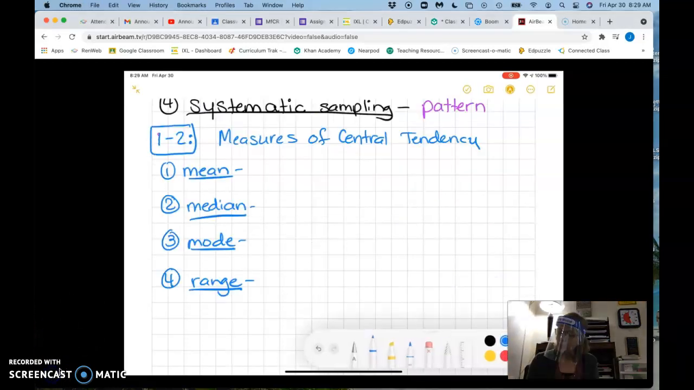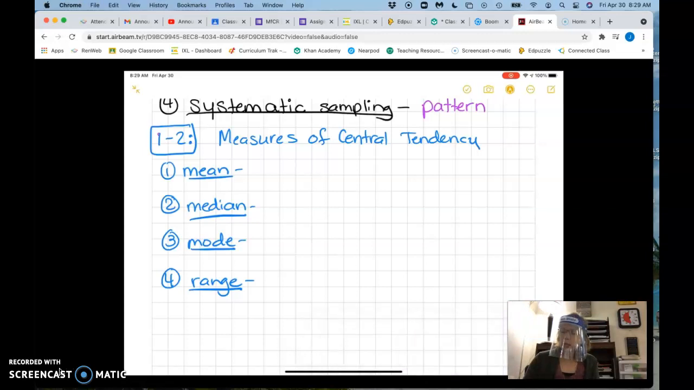So section 1-2, measures of central tendency: mean, median, mode, and range. So the mean is the what? It's out of all the numbers and then divide. Good. That's right. Both of you are right. Average, and it means you add all the numbers up and divide by how many numbers there are to find the mean. So I'll put add, then divide.